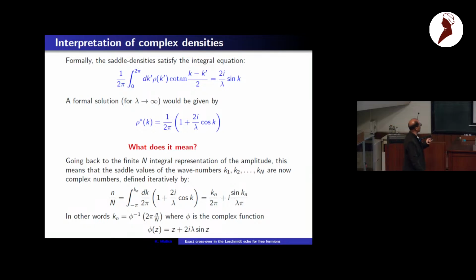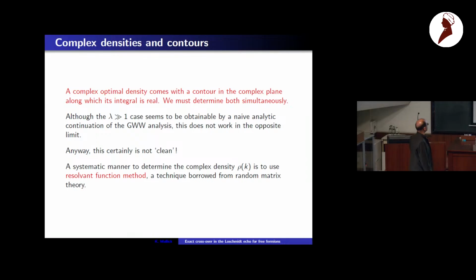The thing I want to emphasize is that not only do you get an optimal complex density, but together with it, you get a path in the complex plane. And when you integrate this complex density along the path, you get real numbers, fractions. So what we have to do is, again, not only find the solutions of this kind of equation, but find the corresponding path. So I'm emphasizing again, the complex optimal density comes together with the contour. So you have to compute the contour also, simultaneously.